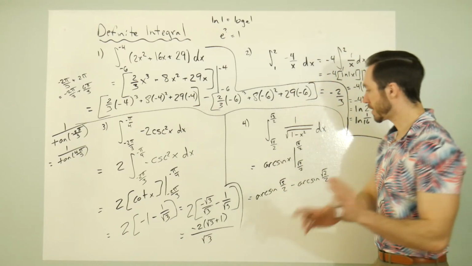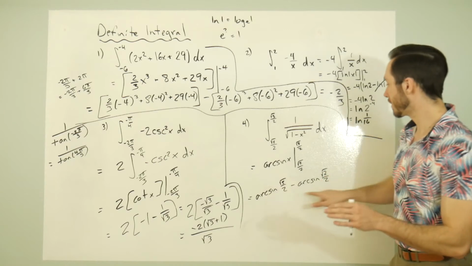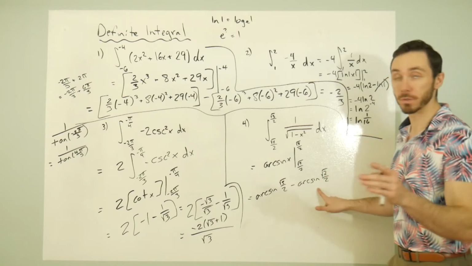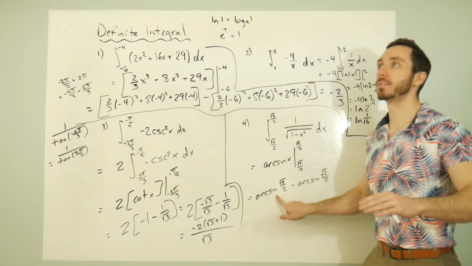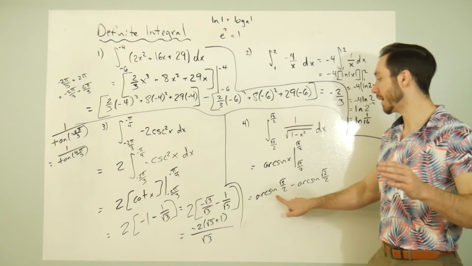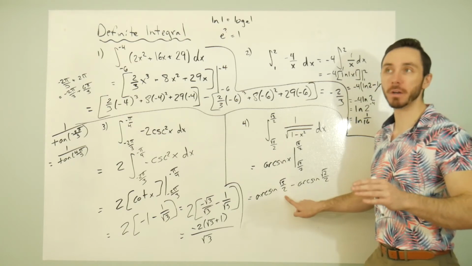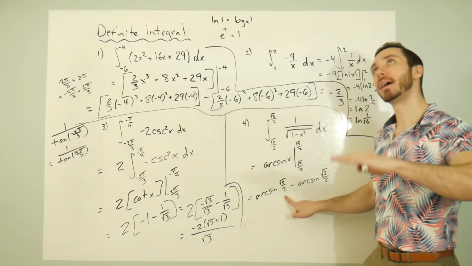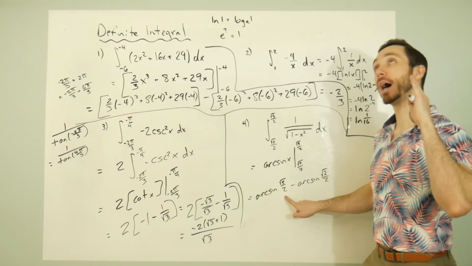All right, we're pretty much done here. We just need to know the arc sine of root 3 over 2 and the arc sine of root 2 over 2. Let's think about arc sine for a moment. Sine is the y value, so when do we have a y value of root 3 over 2 in a unit circle? That occurs at pi over 3.